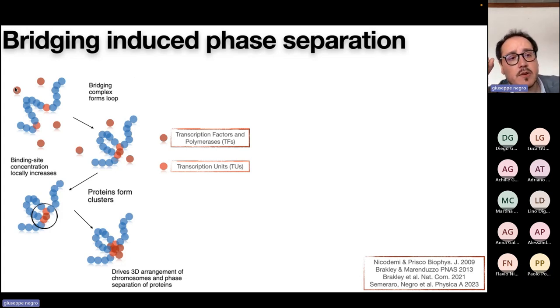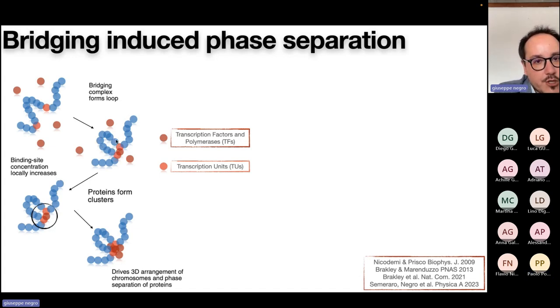You also have to add some diffusive beads that represent transcription factors, the proteins that bind to the genes and actually initiate transcription. These are the dark red ones here. An important feature of this model is that if a transcription factor binds to two transcription units, to two genes, it can form a loop. So you have the formation of a bridge, and this bridge is actually closed by a loop.